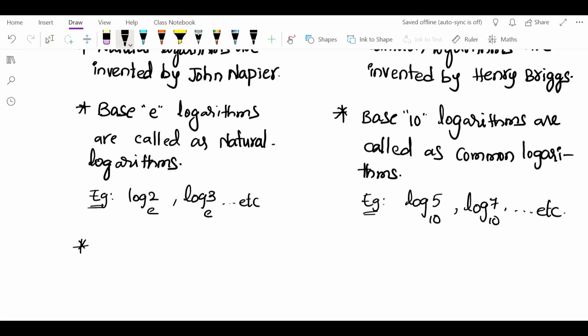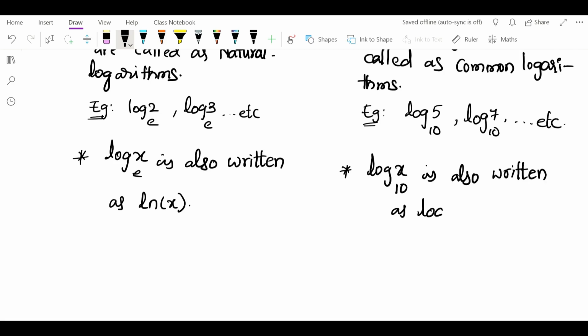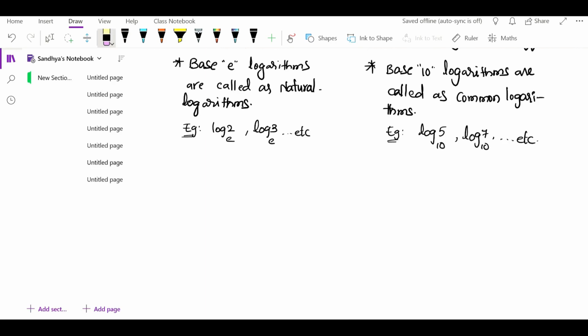Another form of log x base e: log x base e is also written as ln of x.